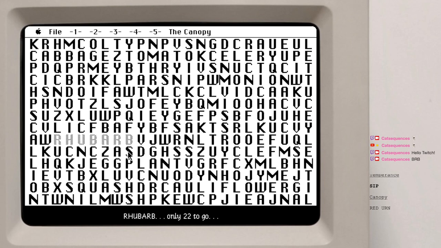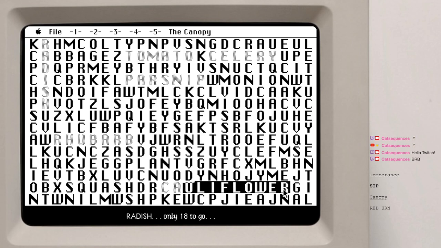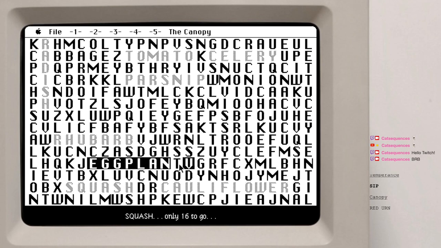Would be well away. I can see parsnip and tomato, celery, clover, willow. Okay. Radish. That was pretty radish. Flower. Cauliflower. Squash. Cucumber. Plant. Eggplant. Okay. Oh, I went a bit too far.